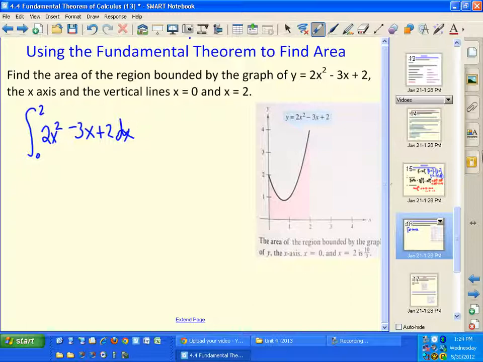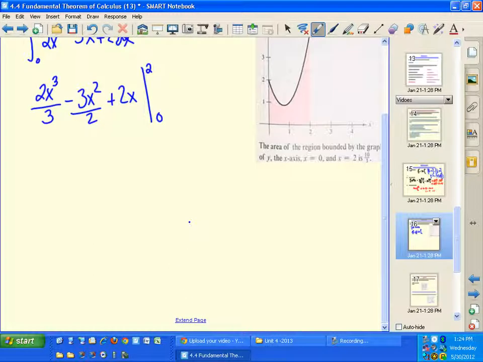So now if I do my antiderivative of this, I get 2x cubed over 3 minus 3x squared over 2 plus 2x, and now I'm going to go from 0 to 2. And it's just a matter of plugging these in and subtracting them. 0 is always our golden child in these, because if I put 0 in, I'm going to end up with nothing. So I'm going to have 2 times 2 cubed over 3 minus 3 times 2 squared over 2 plus 2 times 2.